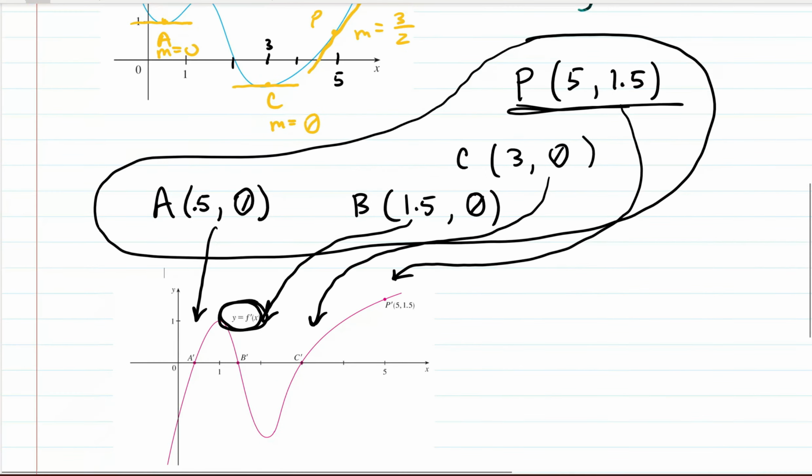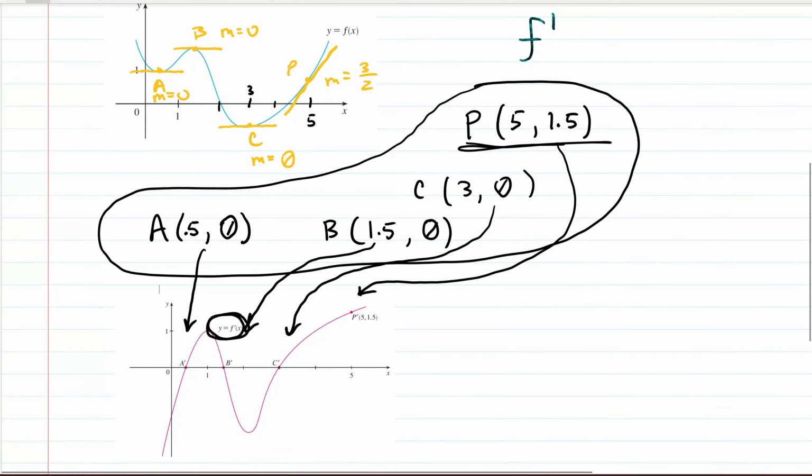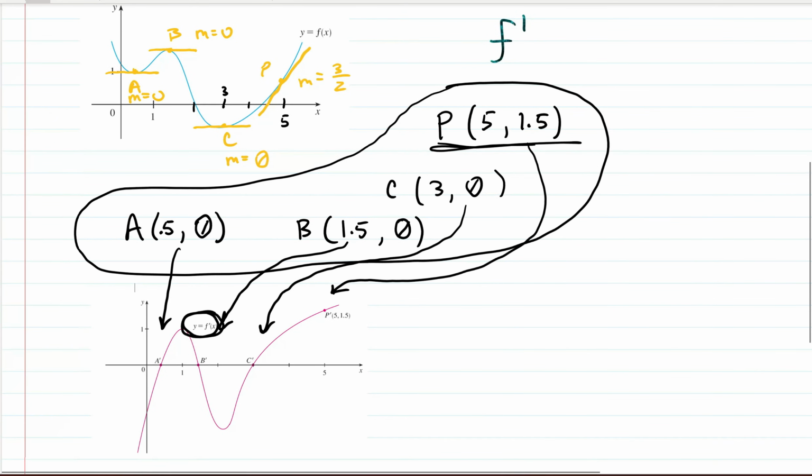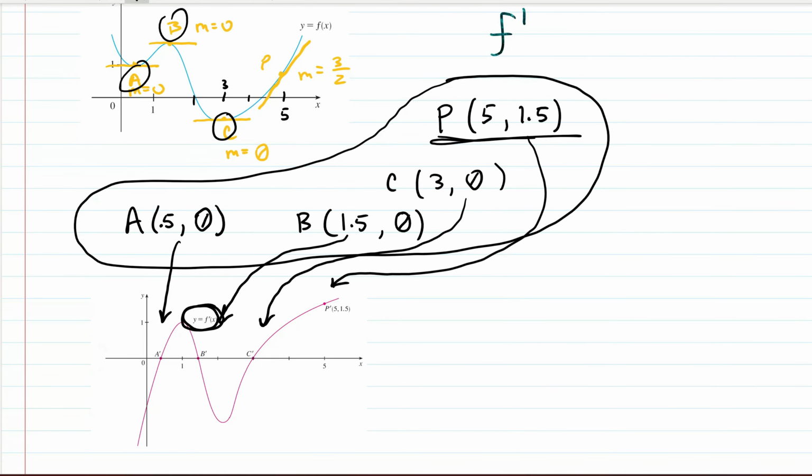If you noticed, which I'm sure you did, the tangents at A, B, and C are horizontal, so the derivative is 0 at those points. And the graph of f prime crosses the x-axis. See how it crosses the x-axis at the points A prime, B prime, and C prime, directly beneath A, B, and C.